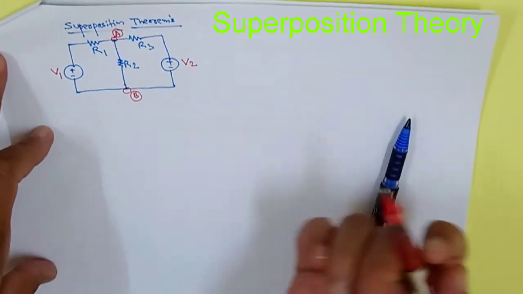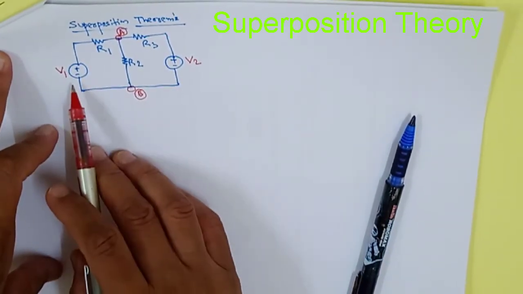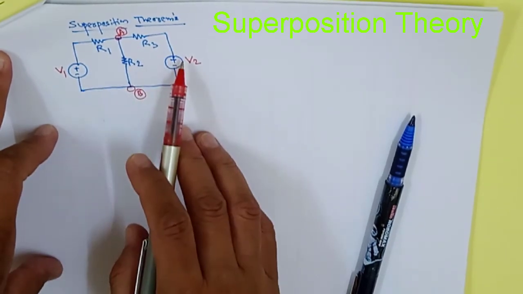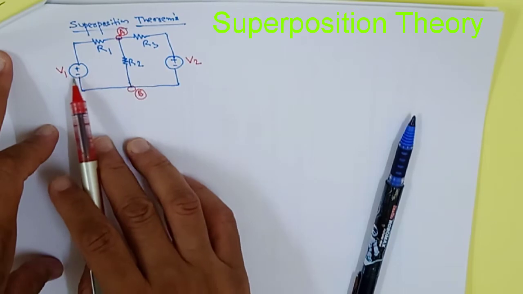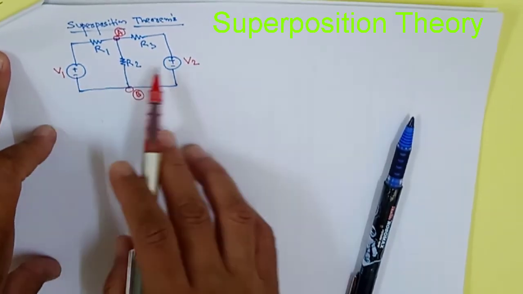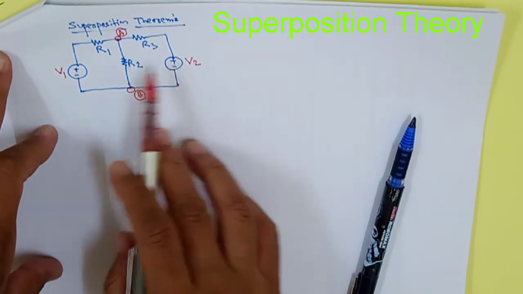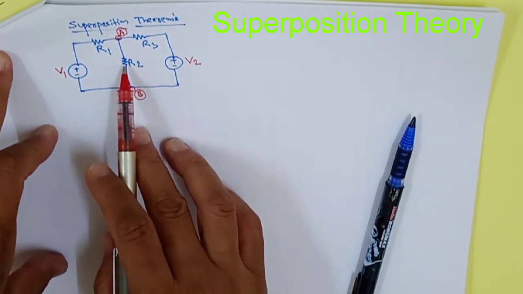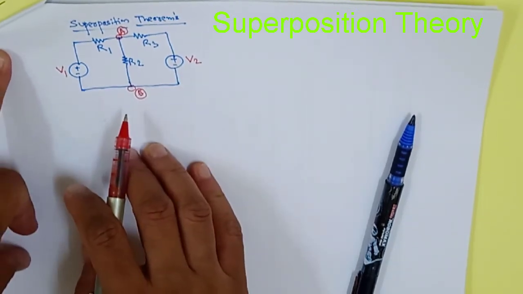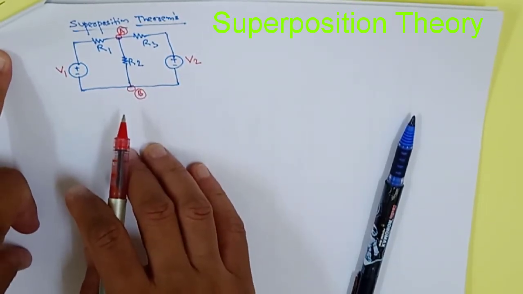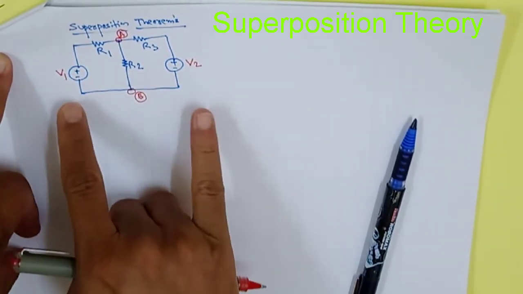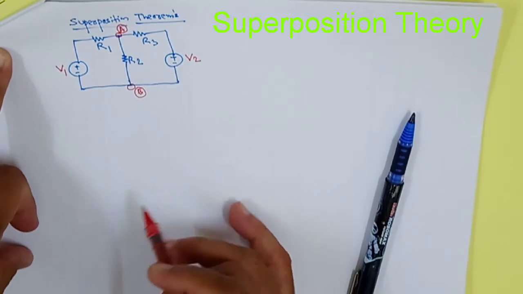Suppose you keep one voltage source here and there is no other voltage source, then how much contribution does this voltage source make in that resistance? Then again remove this voltage and keep the other voltage here, and see how much this voltage creates here. Then you have to add both together, and only then will you get the total voltage created by these 2 voltage sources V1 and V2.